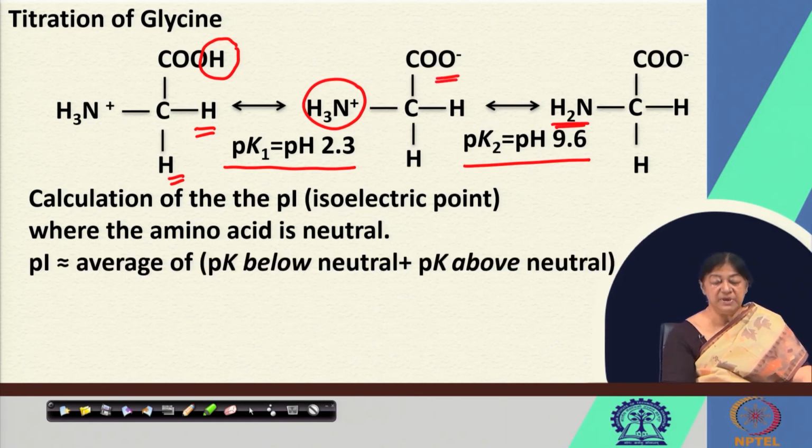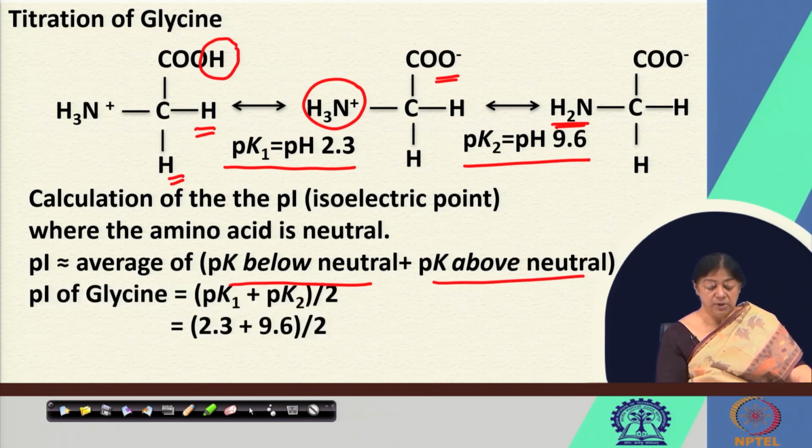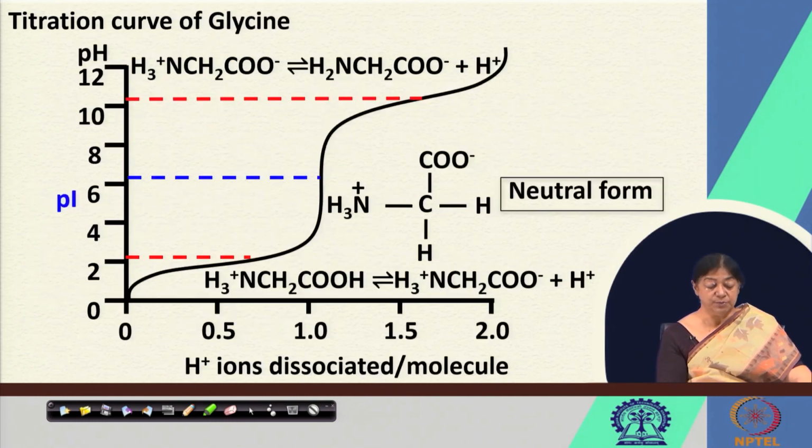This tells us that the pI is going to be the average of the pKa below neutral and the pKa above neutral. And what is neutral? 0. So, we look at pK1 plus pK2 divided by 2, that is going to give us the pI of glycine. Fine. So, now we are looking for a pKa value below neutral and a pKa value above neutral, and that is going to tell us the pI of the protein.